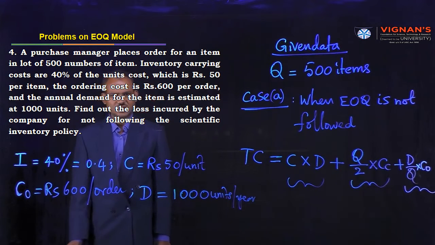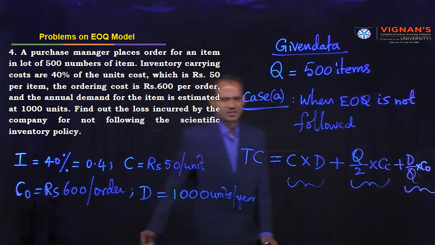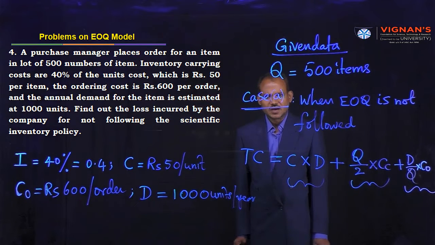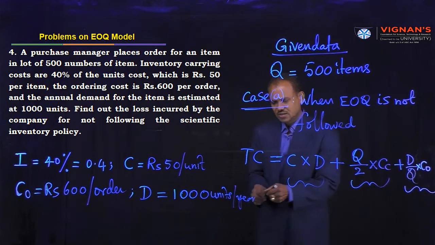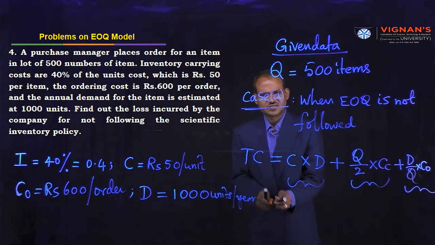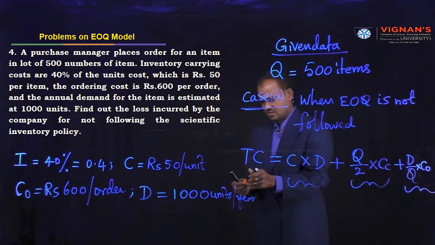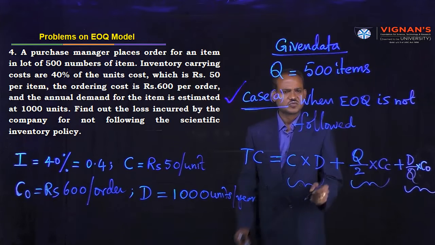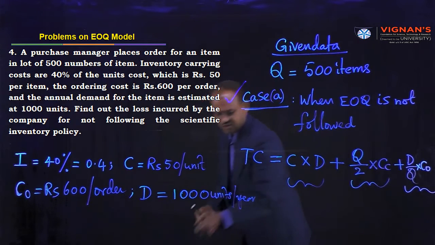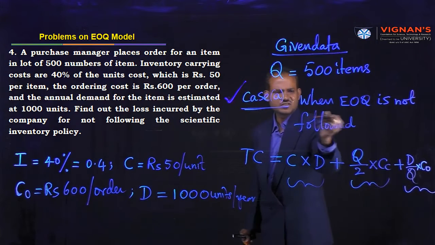Next, what is the question? Find out the loss incurred by the company for not following the scientific inventory policy. From this question, we can observe that there are two cases. First case is when the EOQ is not followed. What is the total cost involved?